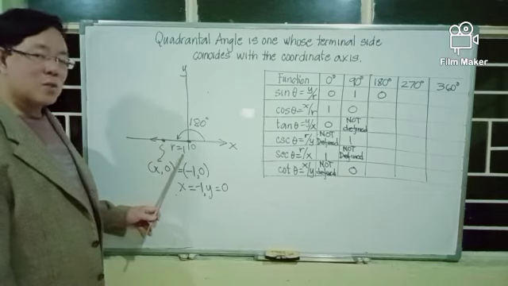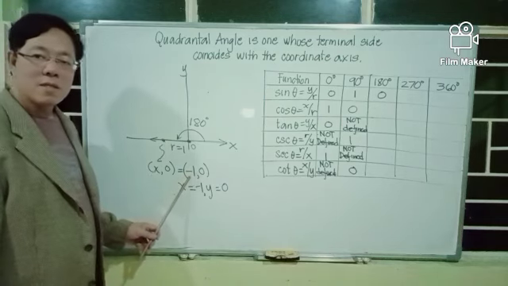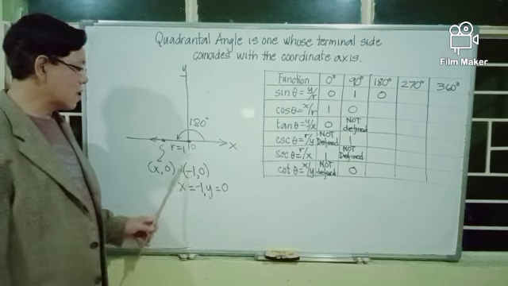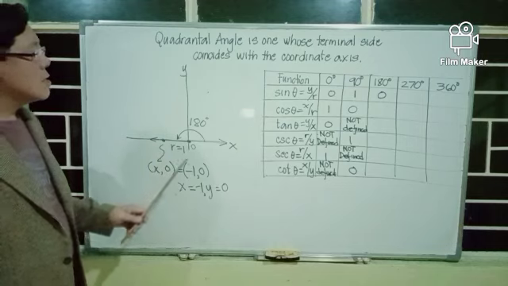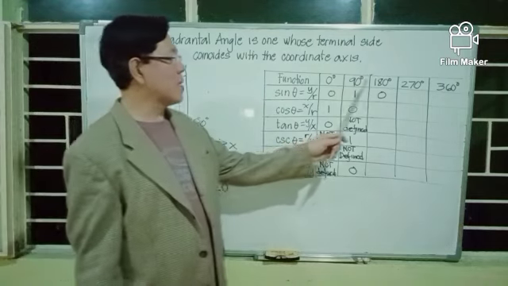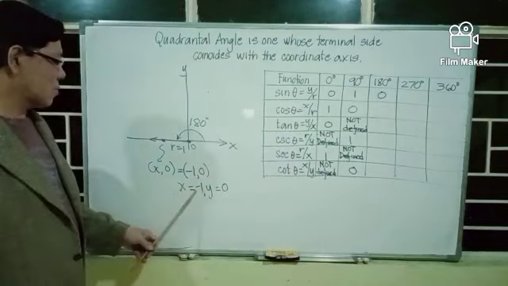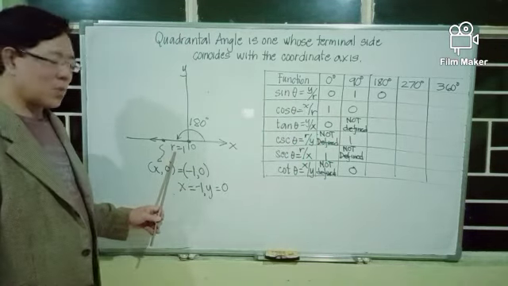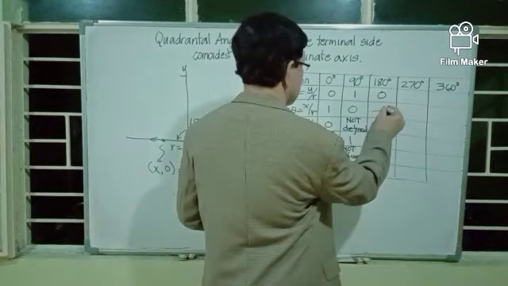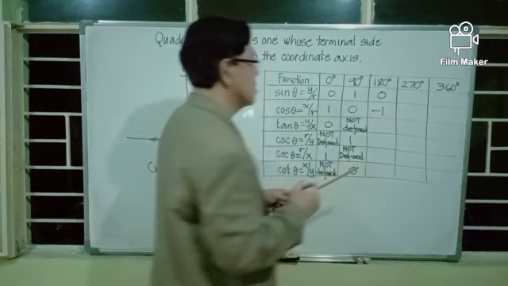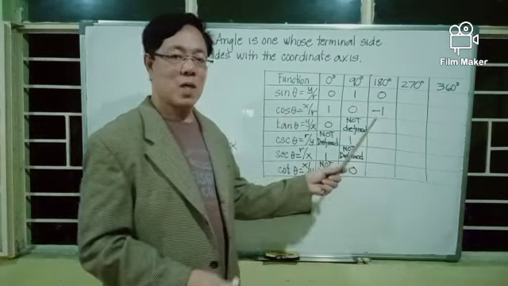The radius vector is 1, but the sign negative of 1 indicates that the point is to the left of the y-axis. Again, we find cosine of 180 degrees equal to x over r. X is negative 1 and r is 1. Negative 1 divided by 1 is negative 1. Thus, the cosine of 180 degrees is negative 1.